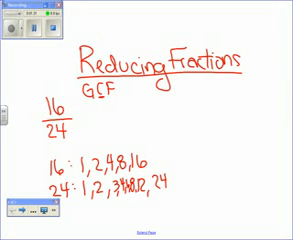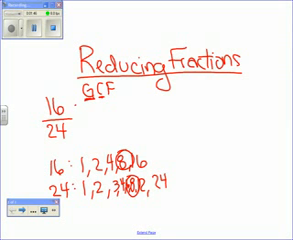And then we want to find the ones that they have in common. They have 2 in common, they have 4 in common, they have 8 in common. But we want to find the greatest one. So the greatest one they have in common is 8.